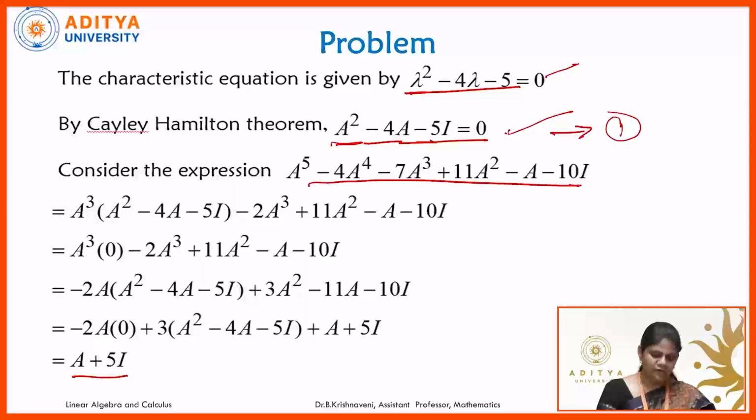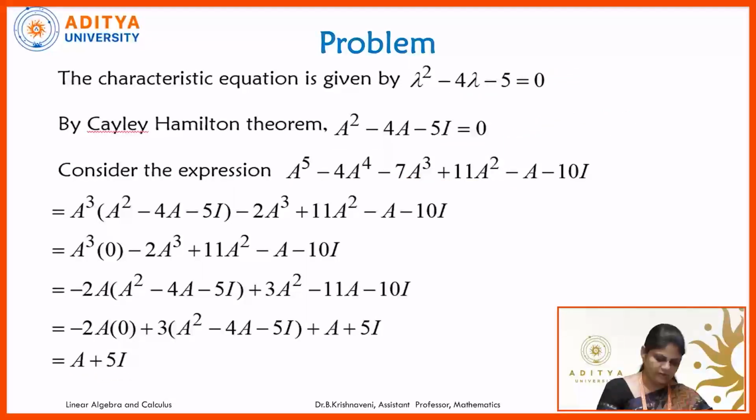So let's see. We can write this expression: A power 5 minus 4A power 4 minus 7A cube minus 11A square minus A minus 10I. First we need to simplify this polynomial so that we can replace a part with 0. For that I have taken A cube common, so this term becomes A square minus 4A minus 5I. Hence we have taken only minus 5A cube.